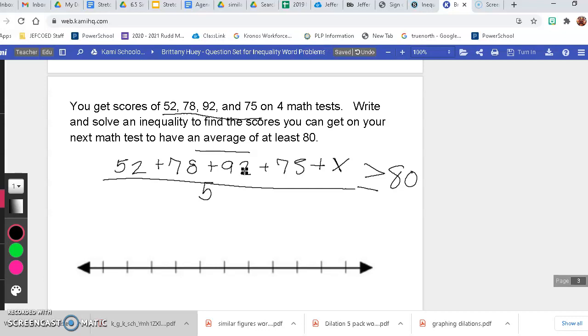So our first step on this one, yet again, let's take all of these like terms and combine them together in our calculator to figure out what we get. So in this case, 52 plus 78 plus 92 plus 75, that's going to get us 297. I'm going to put the plus x all over 5. It's greater than or equal to 80.